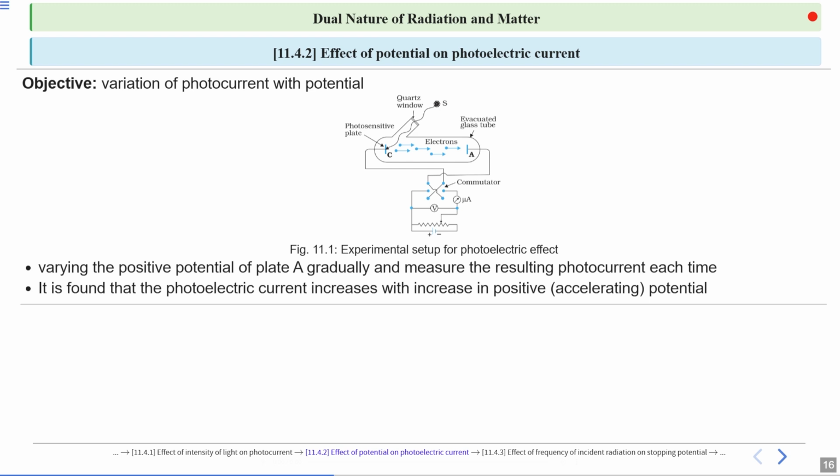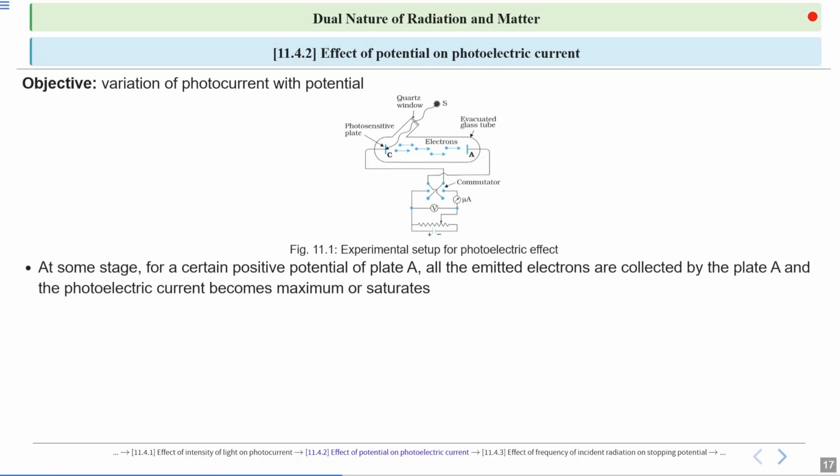As we increase the positive or accelerating potential, we observe that the photoelectric current also increases. This happens because a higher positive voltage pulls more electrons across the gap. So more of them reach plate A and contribute to the current. This result shows us that the applied voltage directly affects how many photoelectrons are collected. As we increase the positive potential on plate A, more and more emitted electrons are attracted and collected by it.